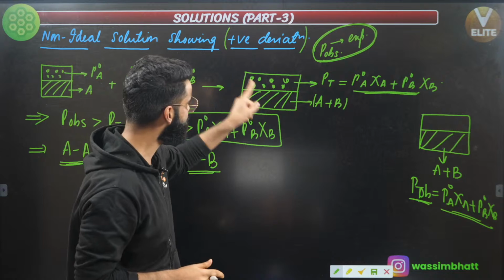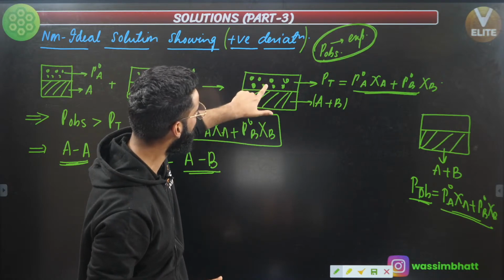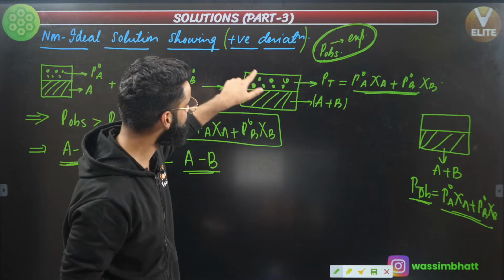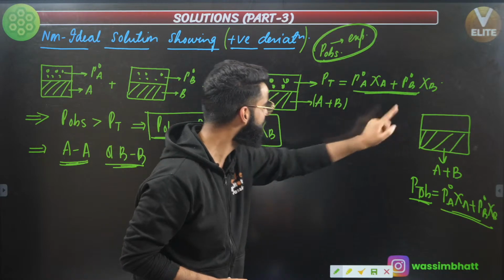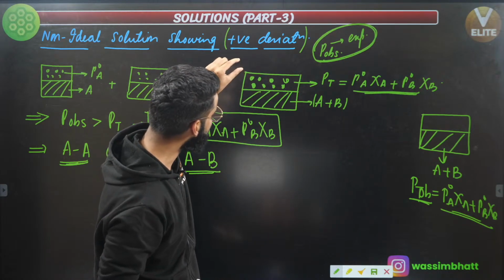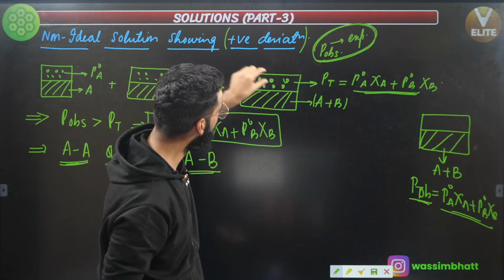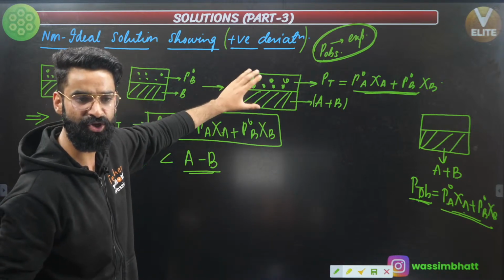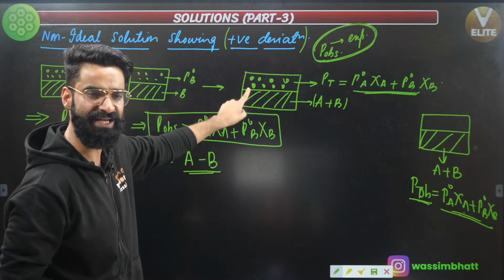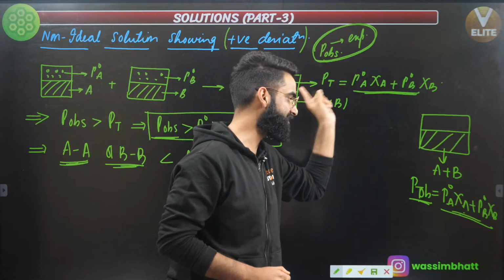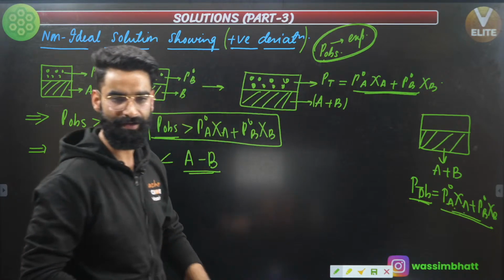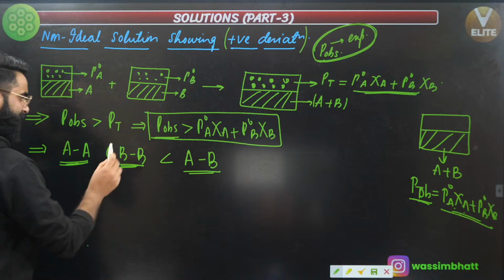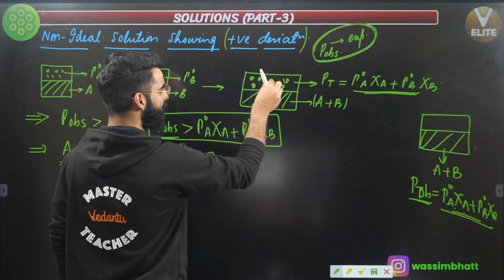Which is possible only if the amount of vapors generated in this solution is more than that of the ideal solution. If the amount of vapors generated here is more than that of the ideal solution, that means the actual vapor pressure will definitely be more than the theoretically determined vapor pressure as per Raoult's law. So I can say the vapor pressure of this non-ideal solution showing positive deviation will definitely be greater than the vapor pressure of the solution which is ideal in nature. You can say it like this as well. Very simple. So I can clearly say the amount of vapors here will definitely be more.